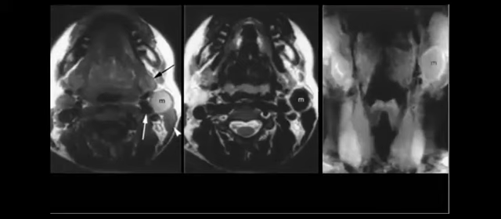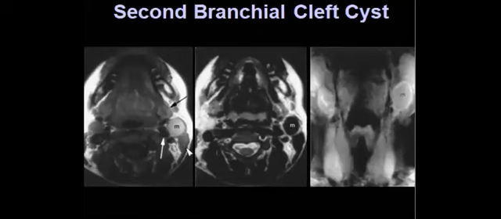Second branchial cleft cyst. Yeah, this location, anterior to the sternomastoid, is like the second branchial cleft cyst. And your differential will be, again, lymph node, necrotic lymph node. Perfect. Nice, Mark. You caught me.